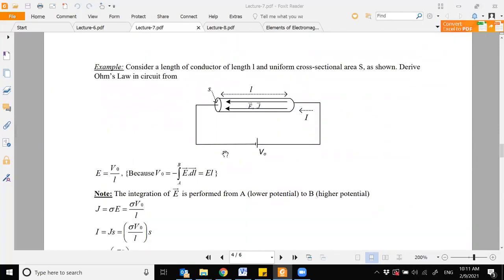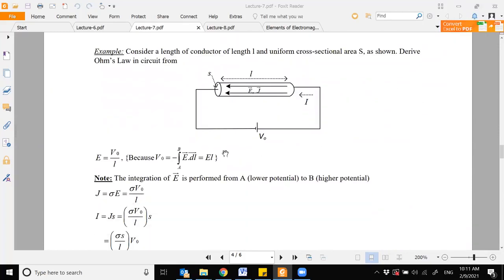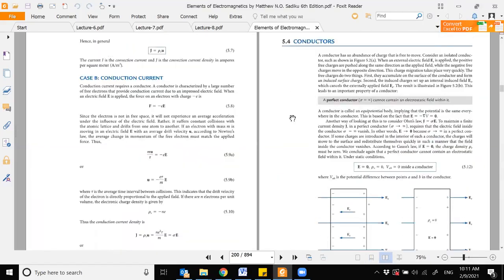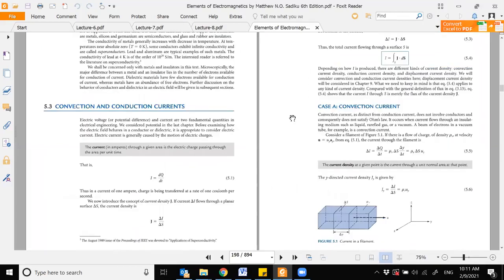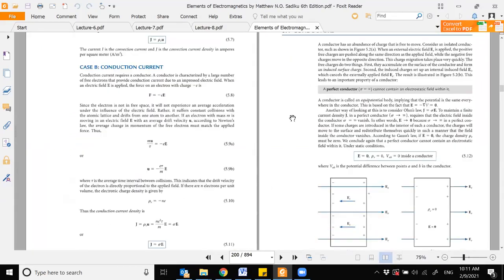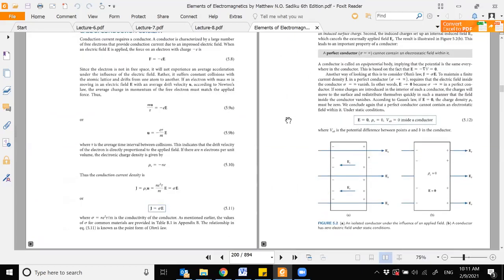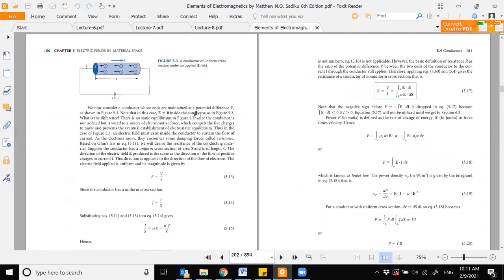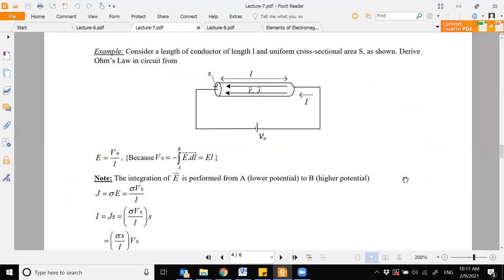So let's take an example. This is the example which is done in the textbook. You can also have a look at the textbook, where first they define the convection current, and then they define the conduction current. And then this is the example, which is Ohm's law. Now, what is the example?